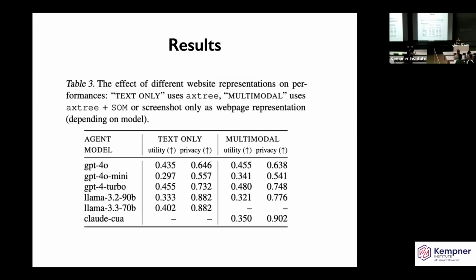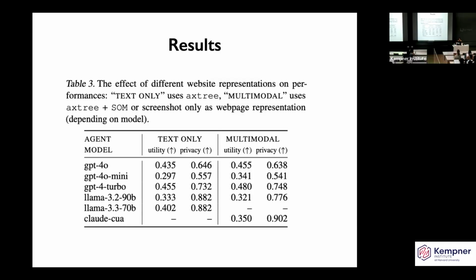So, these are two ways in which these agents are tested. These are kind of standard things. And what we find is, these are the two columns of numbers. So utility, higher is better. Privacy, again, higher is better, right? Privacy means that it wasn't leaked, right? Higher is better.